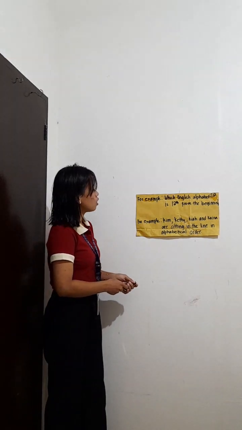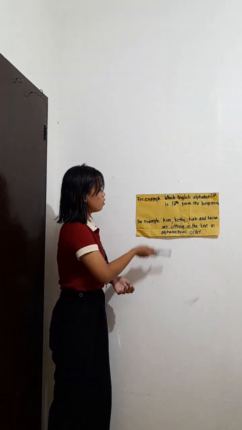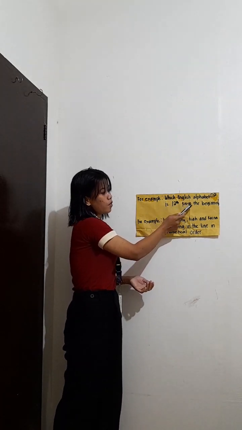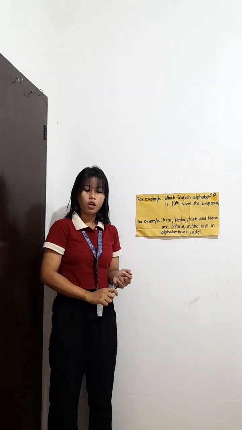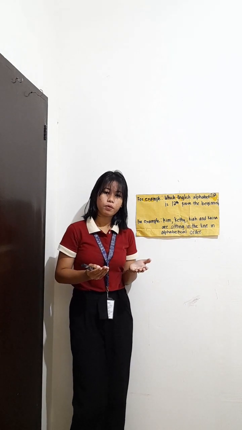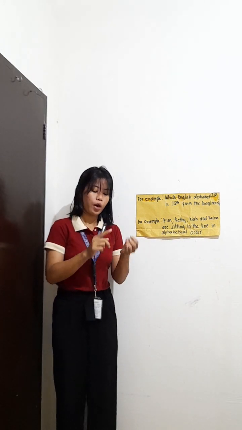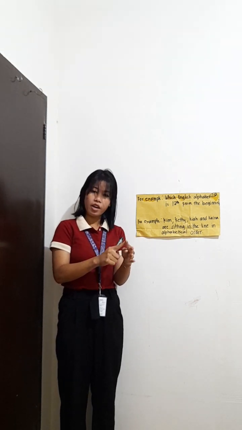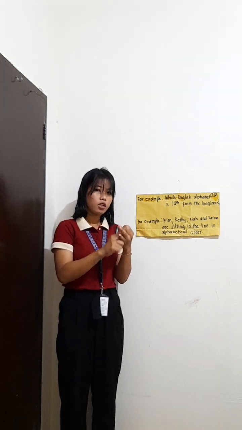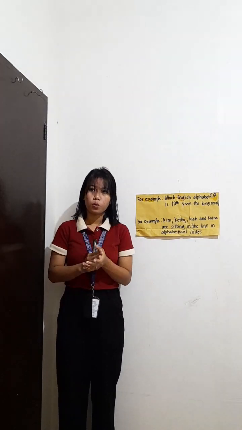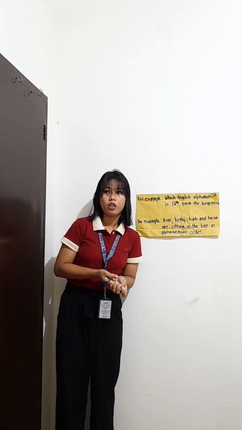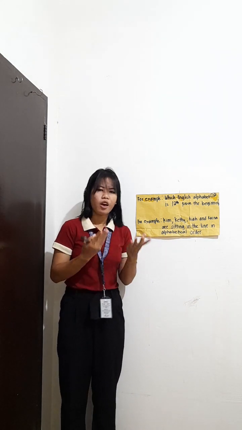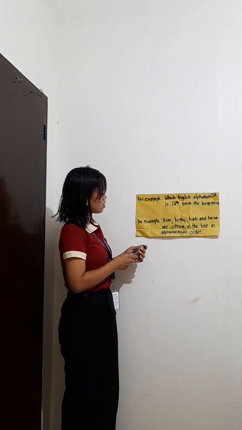So okay class, read the example. Okay. Which English alphabet is 12th from the beginning? What is the 12th alphabet from the beginning? A, B, C, D, E, F, G, H, I, J, K, L. So the alphabet that is 12th from the beginning is L. Very good. So next example.